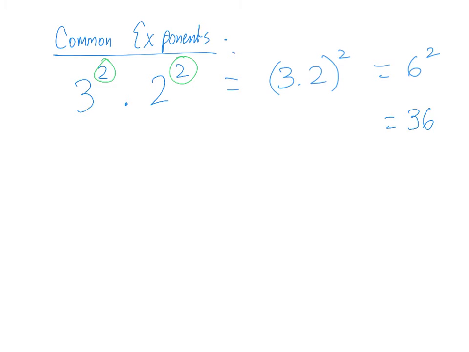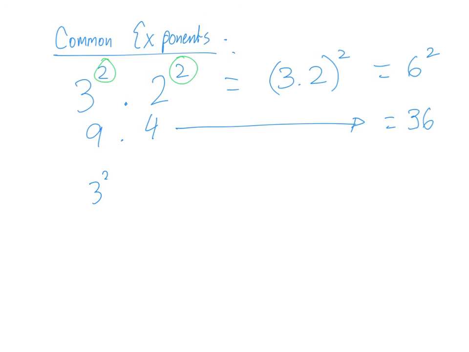Let's say when we solve these values individually, do we get the same thing? What's 3 squared? 9. What's 2 squared? 4. What's 9 times 4? Is it 36? So we can approach this question in so many ways. Like here there are like 5 different ways to get your answer.